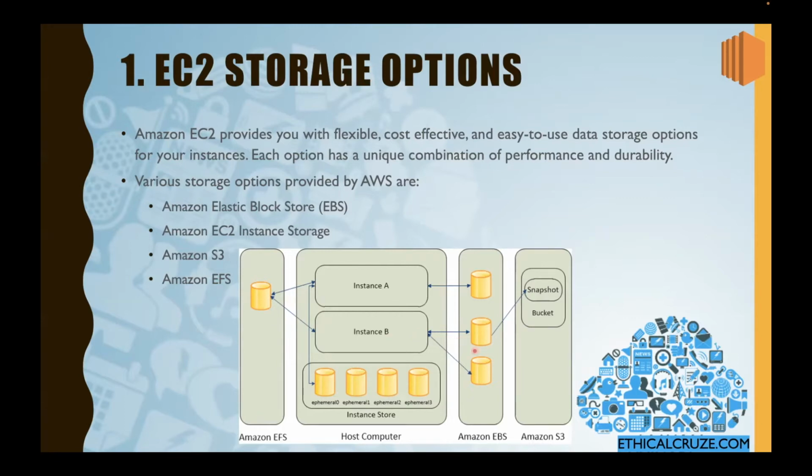And the last one is Amazon S3. Amazon S3 is your object storage system, where it stores everything in the form of objects. So here in this diagram, we can see this particular EBS volume has a snapshot, and this snapshot is being stored in this particular bucket, which is present inside S3. So these are the different storage options. We'll see them one by one in more detail.